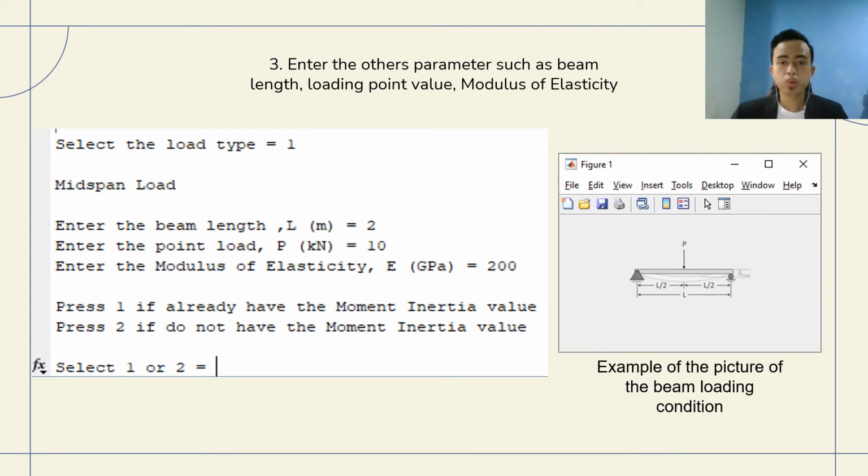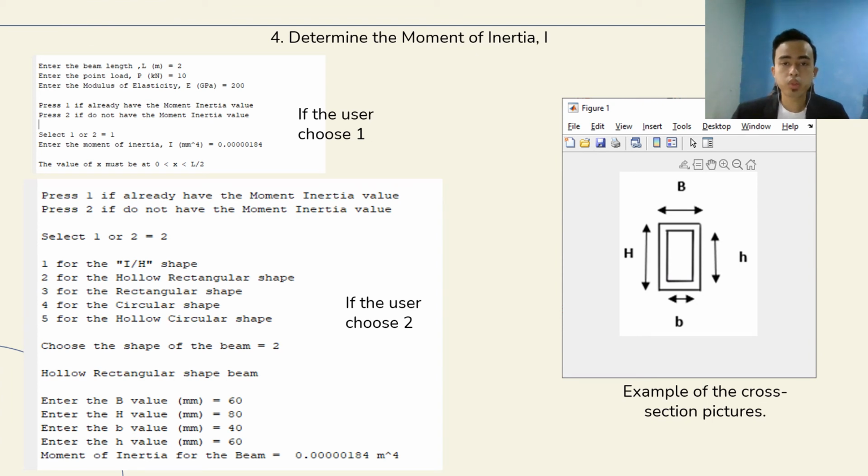After the users choose the loading type, the photo of the loading type will be displayed. Then the users need to fill in the beam length, the point load, and the modulus of elasticity value. Then the user will be asked if they already have the value of the moment of inertia or not. The user will have to select between those two options. If the user chooses option 1, the user would just have to enter the value of the moment of inertia.